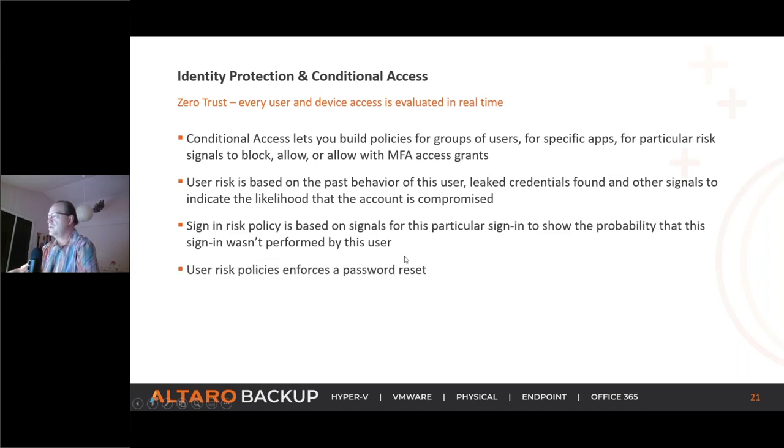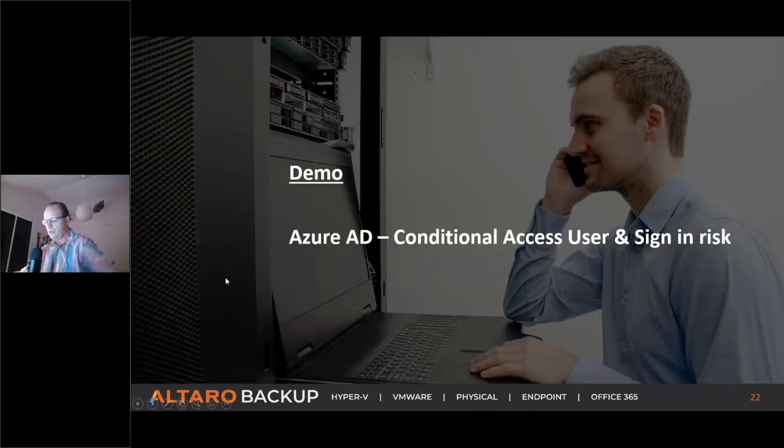Now, a user risk is going to enforce a password reset, which requires an MFA first. And if it's a risky sign-in that the policy is triggered, we're going to enforce an MFA, right? And say, yep, we're not sure this is you, so you need to go and do an MFA. So we're going to do a demo on this as well.